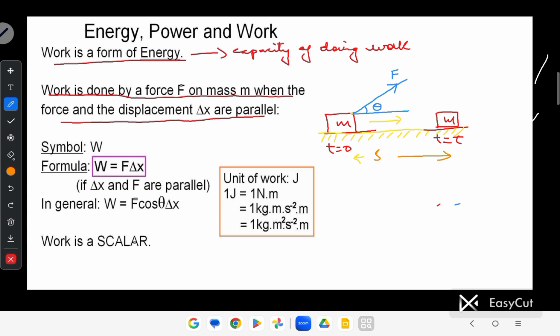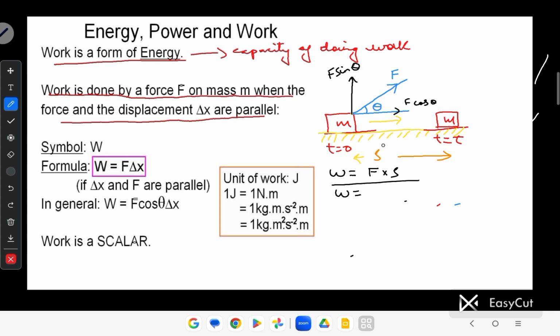If I write about the work done, work is equal to force applied and the displacement. In general, in grade 9 we used to write it like this, but here the component of force is acting in the direction of the displacement. So the component of force in the horizontal direction is F cos theta, and in the perpendicular direction it should be taken as F sin theta.